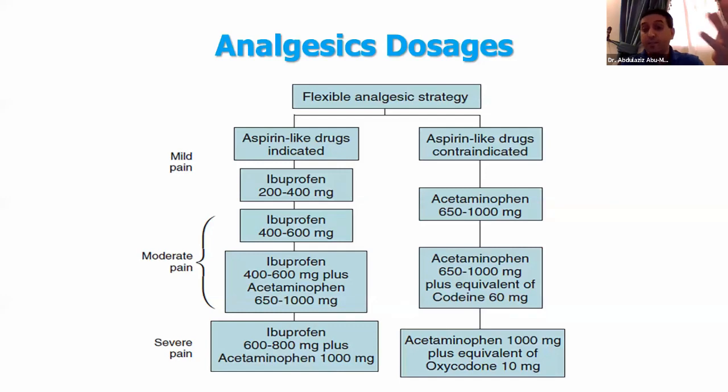If the patient cannot tolerate ibuprofen, then the recommendation is paracetamol 500. If he's in moderate pain, you might go with acetaminophen or paracetamol with codeine. What's the product that we have in the market? We have Panadol Extra. It's paracetamol plus codeine.